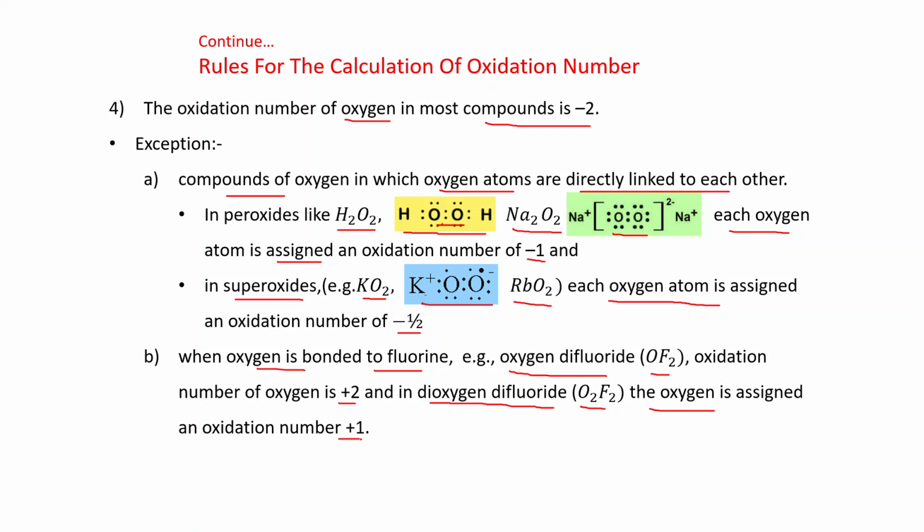Again, to summarize: generally the oxidation number of oxygen is -2, but in peroxides it is -1. In superoxides, it is -1/2. In OF2, the oxidation number of oxygen is +2. In O2F2, the oxidation number of oxygen is +1.